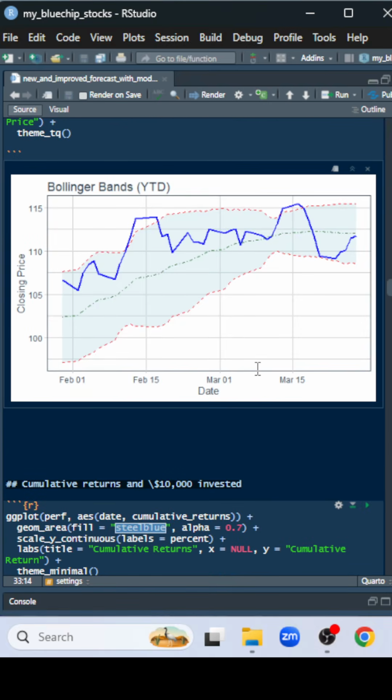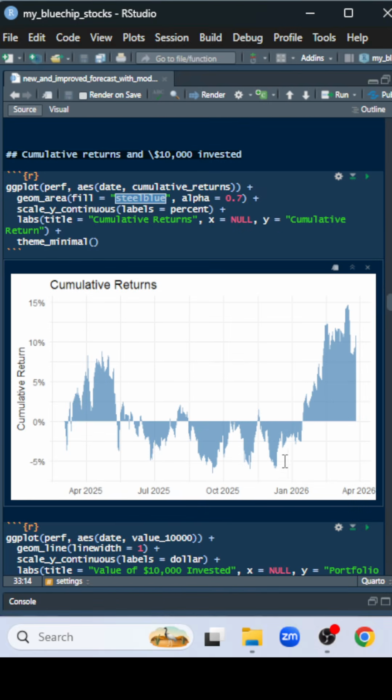All right. What about the cumulative returns? Well, pretty crazy stuff going on in April 2025, right? But again, the good news is we're still up for the year. We're still up about 10%.